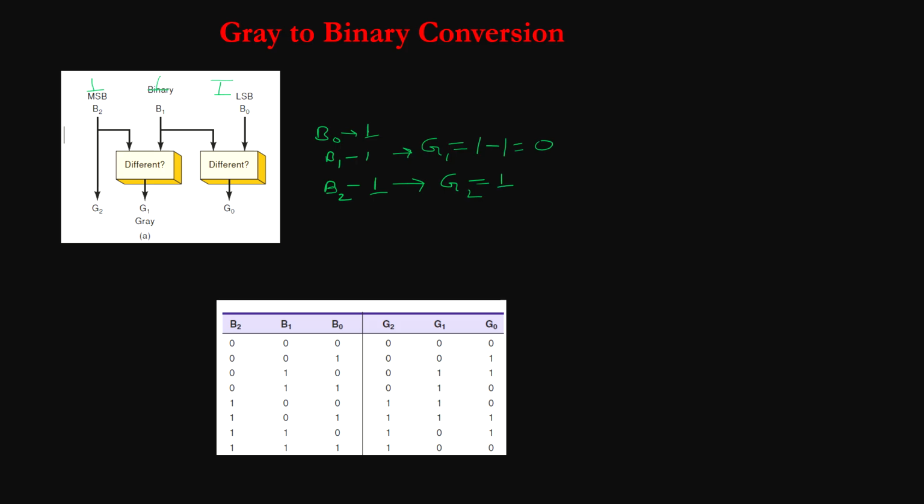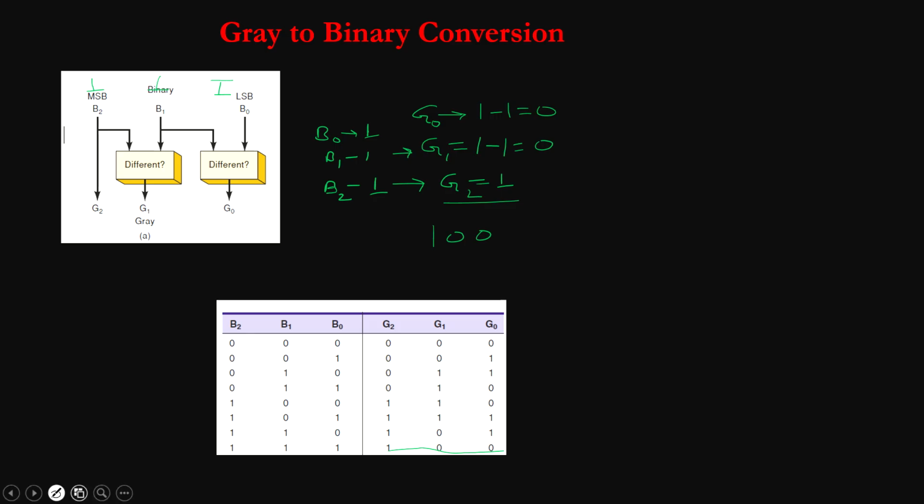Z1 is 0. Again, you also need Z0. What is Z0 now? How will you write Z0? Z0 is the difference between B1 and B0. What is B1? 1. What is B0? 1. Again 0. So that would be equal to 1, 0, 0. So you can see here 1, 0, 0.